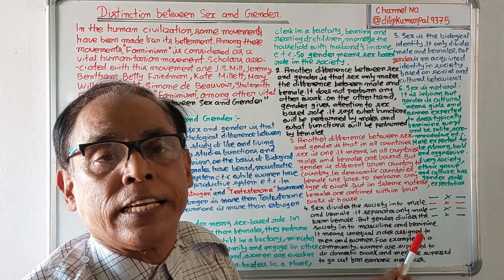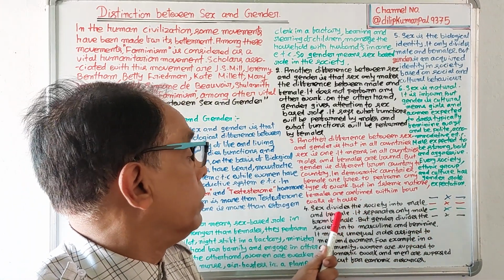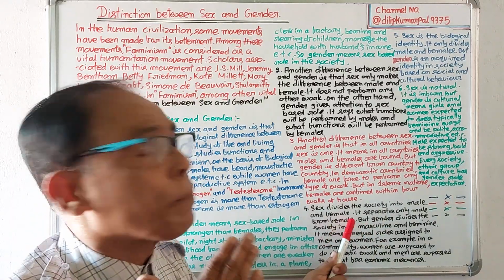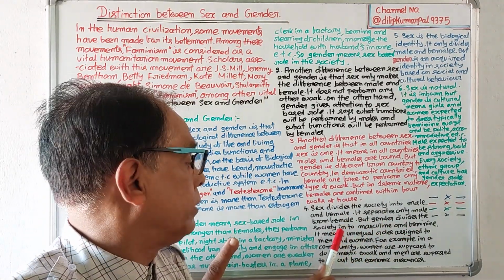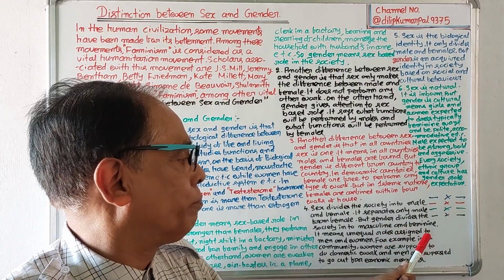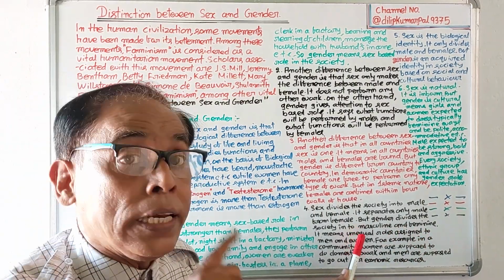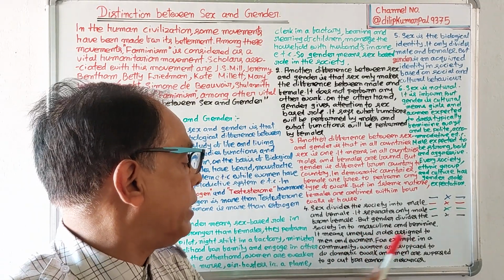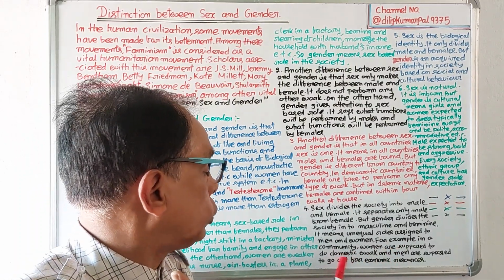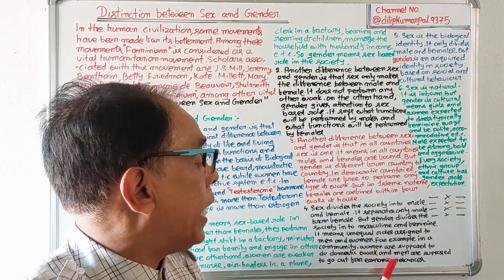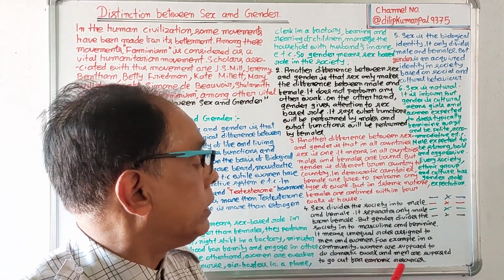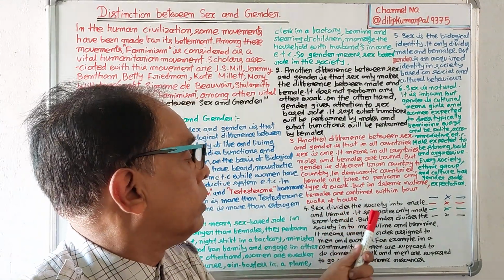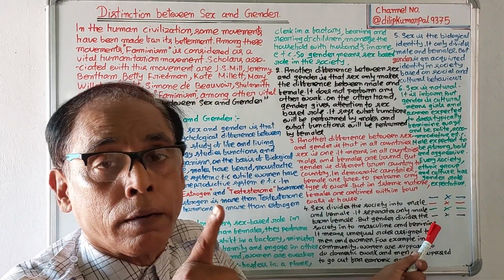Another difference between sex and gender is that sex divides the society into male and female. It separates only male from female. But gender divides society into masculine and feminine. It means unequal roles assigned to men and women. For example, in a community, women are supposed to do domestic work and men are supposed to go out for economic resources.